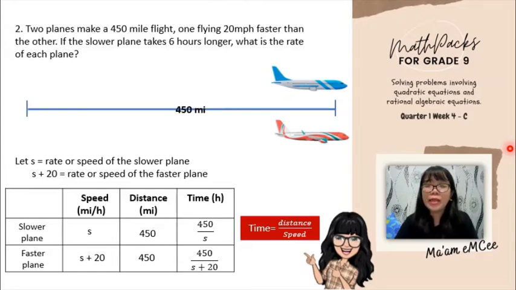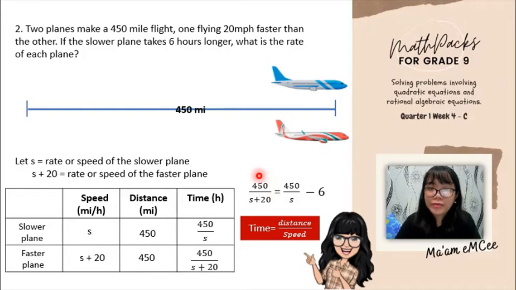And then for our working equation, we will have 450 over s plus 20 equals 450 over s minus 6. So why this working equation? Again, this one is the time for the faster plane, 450 over s plus 20. That will be equal to 450 over s, the time for the slower plane, minus 6, because it was stated here that the slower plane takes 6 hours longer.